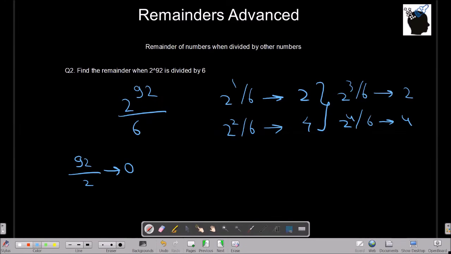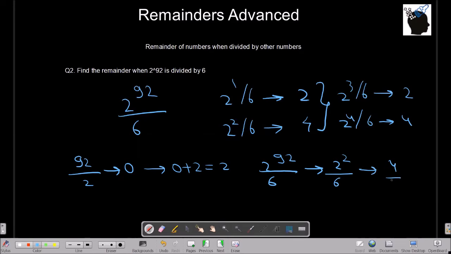And we know that a remainder of 0 when dividing by 2 is the same as a remainder of 2. That means 2 raised to 92 by 6 will give me the same remainder as 2 raised to 2 by 6, which is nothing but 4. Now if you notice, we are able to solve these problems because we are able to leverage the cycle method. This is only because the numbers are smaller. Now what happens if the numbers are bigger? So let's go ahead and learn the binomial theorem first, and then we'll see how we can apply that to those bigger number problems.